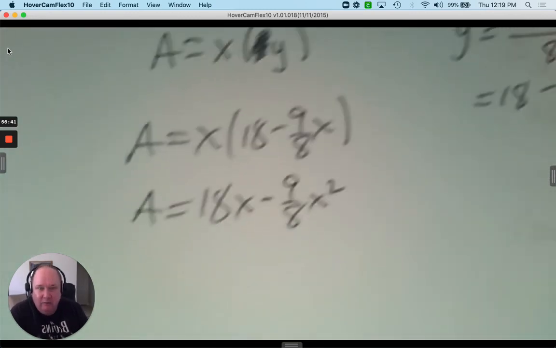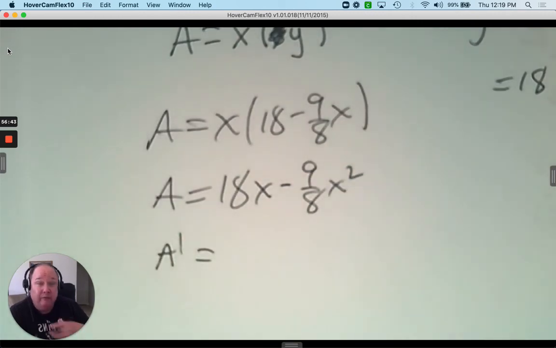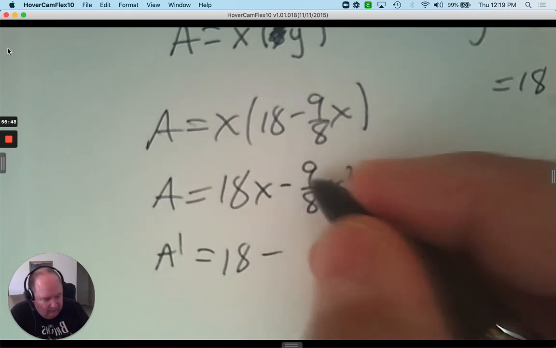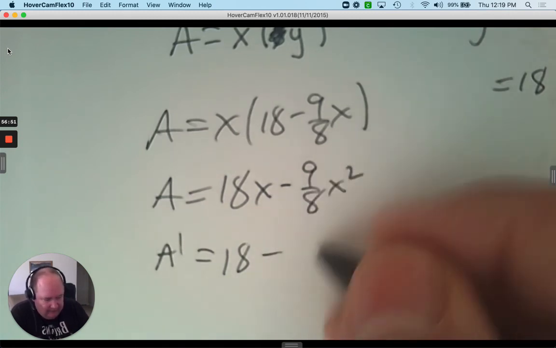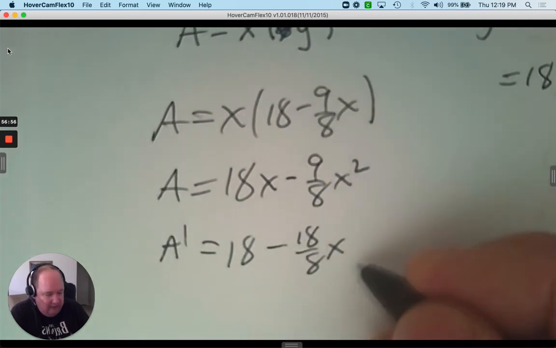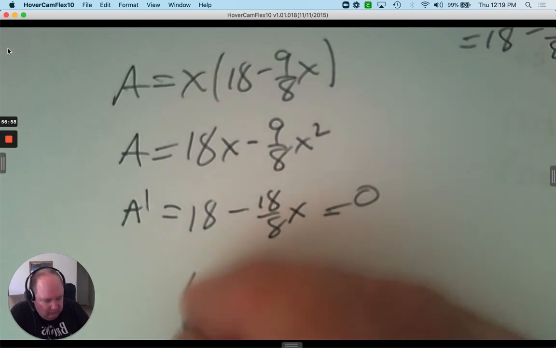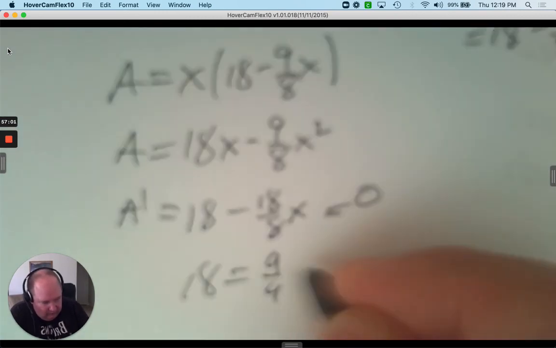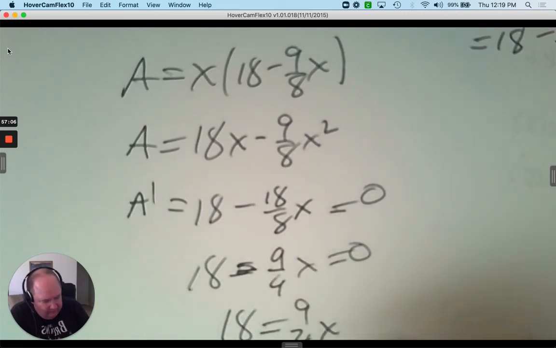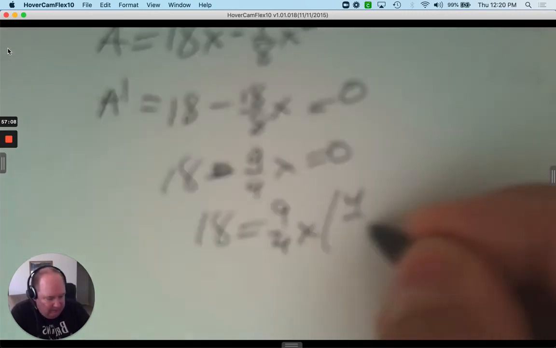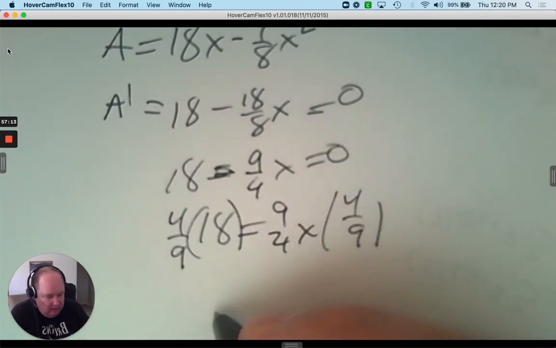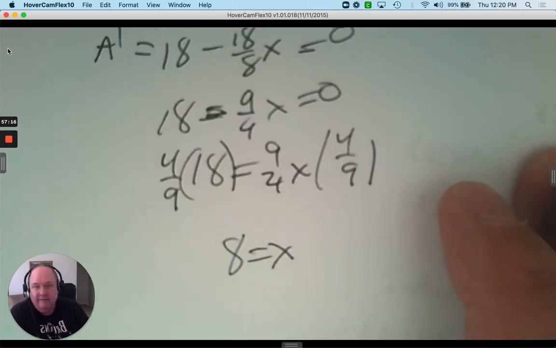And now we have something we can take the derivative of. If we're maximizing something, take the derivative of it. That's 18, minus 2 times 9, which is 18 over 8, x. Subtract 1 from the exponent and make it equal to 0. We can reduce that down to 9 over 4. So we add 9 over 4 x to both sides, then multiply by the reciprocal. 9 goes into 18 twice, so 2 times 4, I get 8. x is equal to 8.